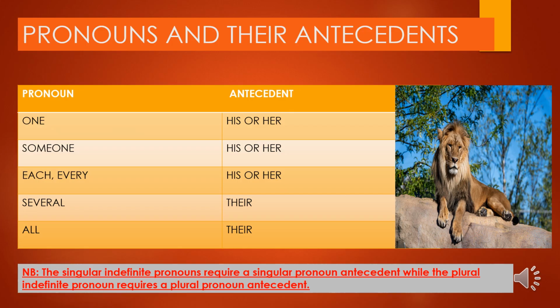Now, here is a reminder of some indefinite pronouns and their antecedents. One requires the antecedent his or her. Someone requires also the antecedent his or her. Each and every also require the antecedent his or her. Several require the antecedent their, and all require the antecedent their. Note well, the singular indefinite pronouns require a singular pronoun antecedent, while the plural indefinite pronoun requires a plural pronoun antecedent. I trust that this is helpful.